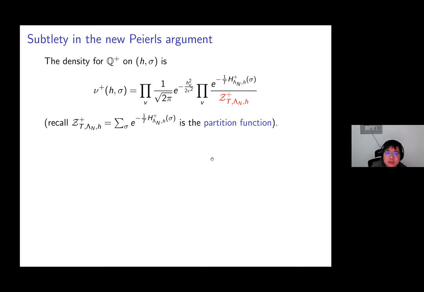So now let's take a closer look at what happens. Let's write down the density for the joint measure. So this is the density both on the disorder and also on the spin configuration. The first term is just the product of Gaussian densities. The second term is the Gibbs weight, which is exponential of minus one over T times the Hamiltonian, divided by the partition function. When I say the probability gained by e to the L over T, I really meant the term on the top increased by a factor of e to the L over T. But we still need to control what happens to the partition function, which is the right term here.